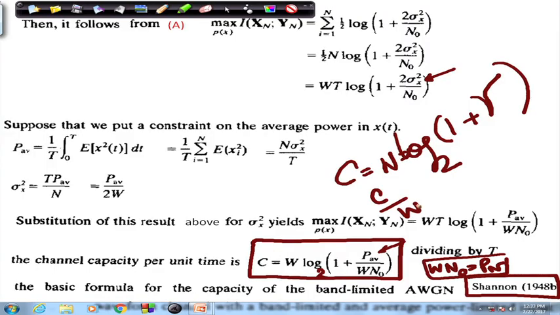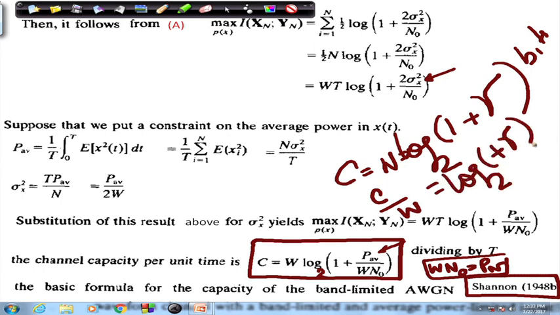So, average signal power divided by average noise power is the signal to noise ratio, plus 1, log base 2 of that is the bits per second. So, that means C upon W, where C has a unit of bits per second, is equal to log base 2 of 1 plus gamma. That means C is bits per second per hertz, or bits per channel use, sometimes we also call it bits per channel use.